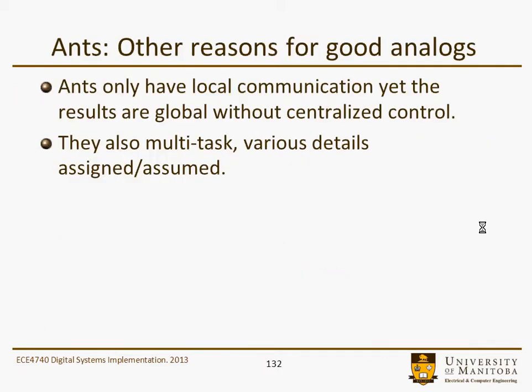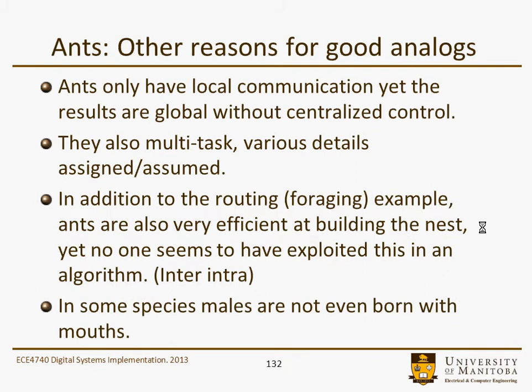Some other things related to the ant thing: ants only have local communication, yet the results are global results in terms of their nets, with no centralized control. Maybe those are good things to implement in an algorithm. They multitask in reality, with various details assigned and assumed. And just one other little thing to point out at the bottom, maybe this is going to work because all the ants tend to be female. There are very few male ants out there to clog up the works.